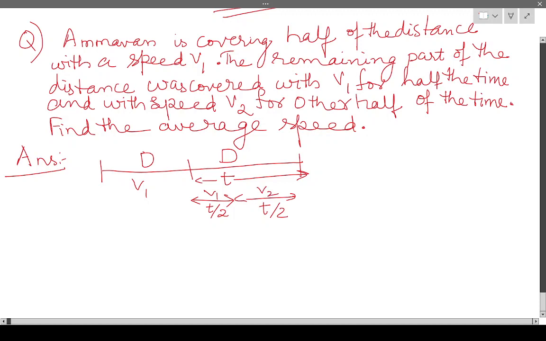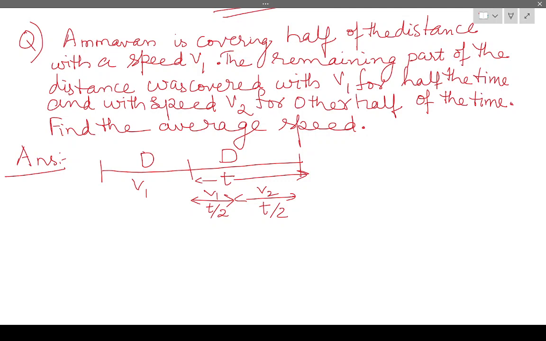Is this a merging of two cases which we already discussed: covering equal distances with different speeds and covering equal time intervals with different speeds? Isn't it? Yes or no? So this is going to be the second case, covering equal time intervals with different speeds. So what is the v average in this case? It is nothing but v1 plus v2 by 2, since it covers two equal time intervals. So it is the average of the individual speeds.